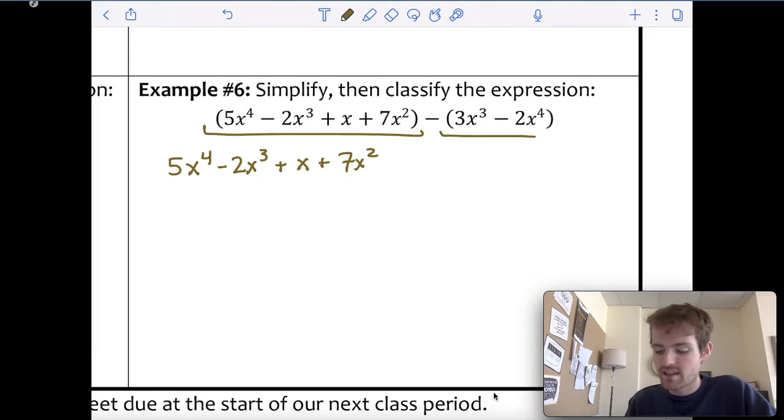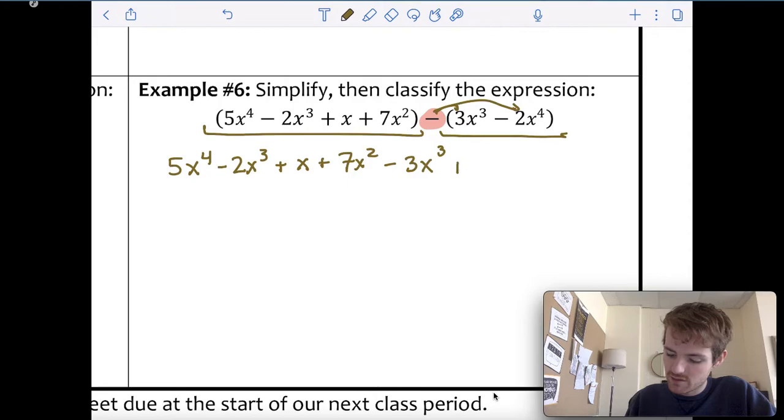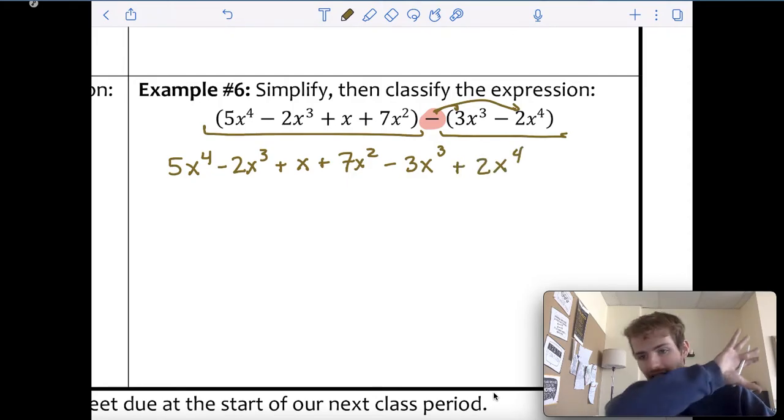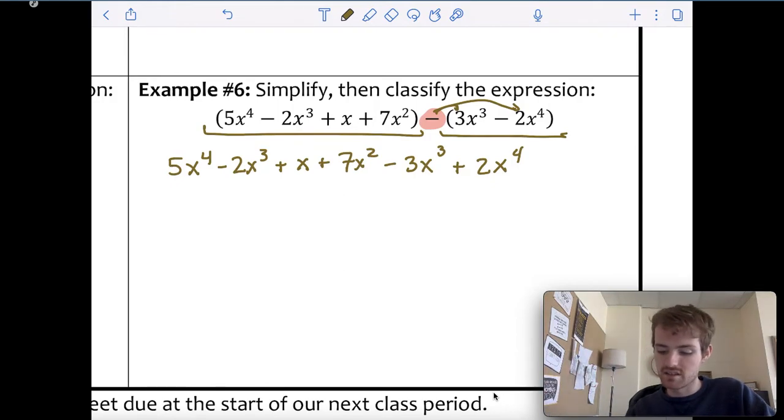On this second polynomial, is there something we need to do? That negative needs to be distributed. So that positive 3 will become a negative. That negative 2 will become a positive. Now we've got everything in a nice line.